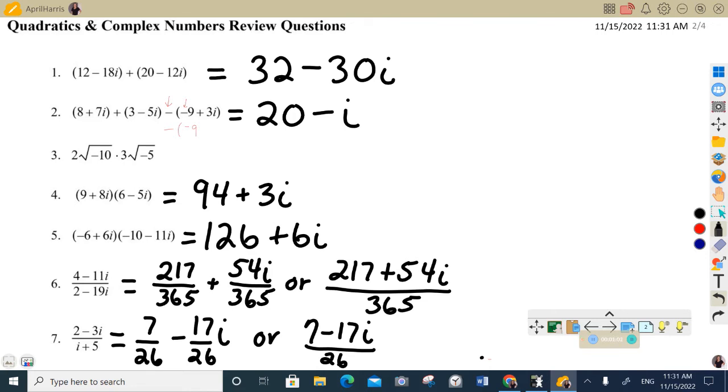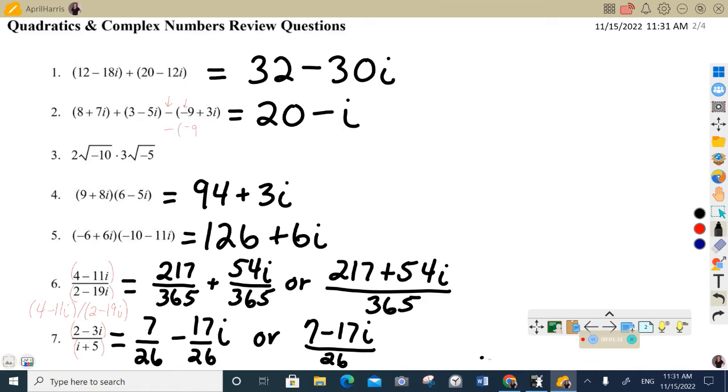So make sure you're typing that in correctly. When you get to quotients, remember you cannot type them in as a fraction. You're going to get an error. So you have to say stuff divided by stuff. You would type this in as (4 minus 11i) divided by (2 minus 19i). Parentheses are really important. Now you're going to get a crazy decimal with that, and if you go Math, Enter, change it to a fraction, you should be good. Same thing with 7, stuff divided by stuff.